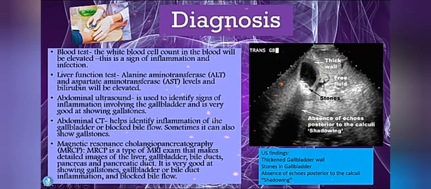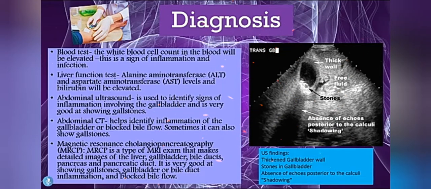We see the free fluid in that space. We see the stones within the gallbladder, and we see the absence of echoes posterior to the calculi, shadowing. So that's just here, the absence of echoes due to the stones. The stones are also called calculi, and this causes shadowing here because of those stones.